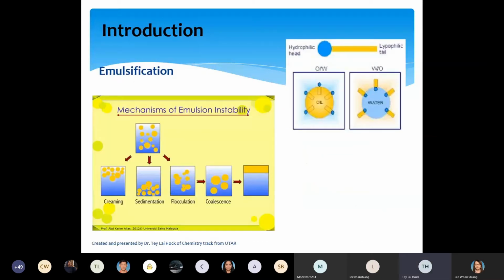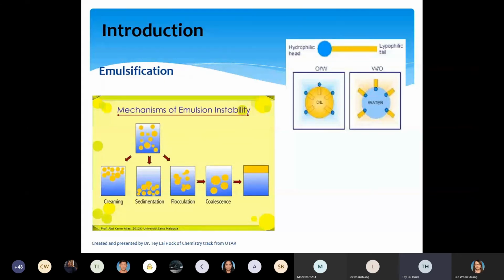Okay, so for emulsification, this is a general cartoon showing the mechanism of how an emulsion can form. We can have either creaming, sedimentation, flocculation, or condensing, and then of course the last one will be the immiscible. In creaming, the yellow bubble is the oil, and the blue color is the water.